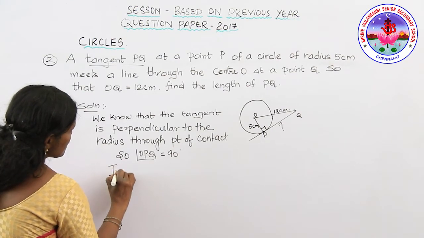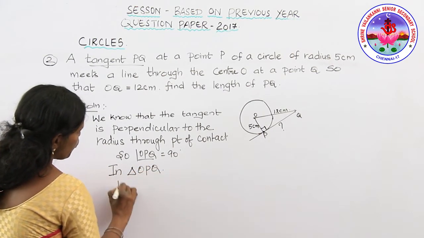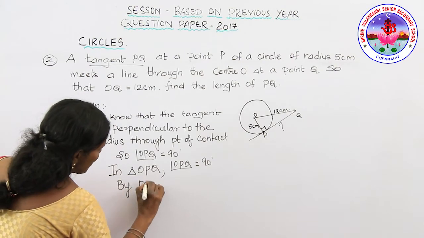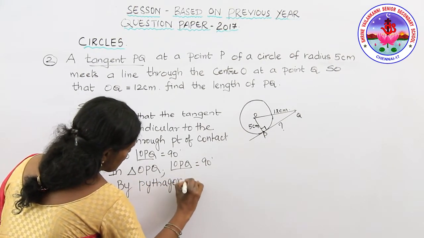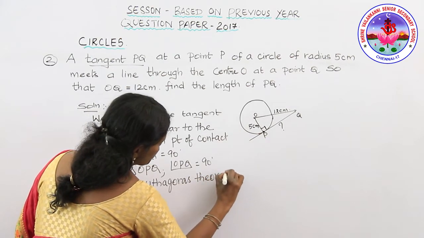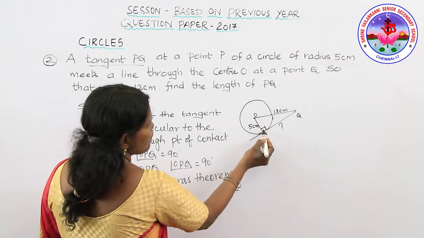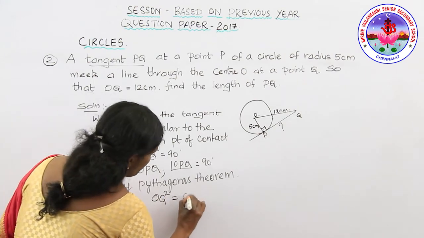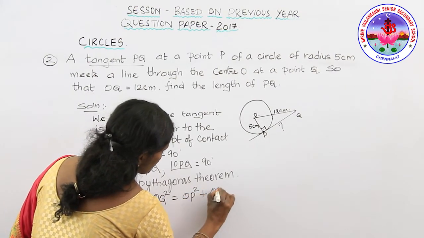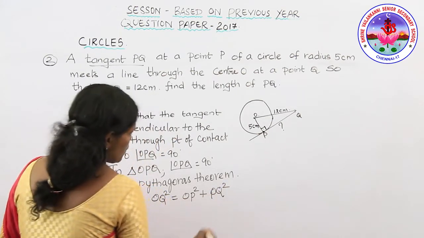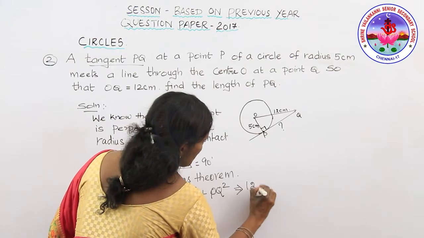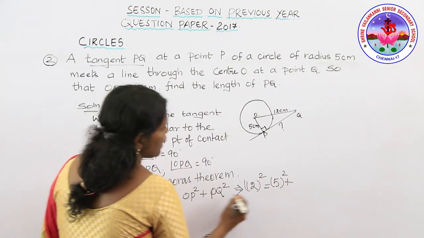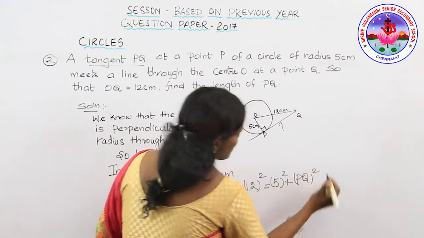Now we are considering triangle OPQ, where angle OPQ is equal to 90 degrees. By Pythagoras theorem, we know that the hypotenuse squared is equal to the sum of the squares of the other two sides, where the side opposite to 90 degrees is the hypotenuse. So I am writing OQ squared is equal to OP squared plus PQ squared, which implies 12 squared is equal to 5 squared plus PQ squared. We want to find PQ squared, from which I can find the length of PQ.